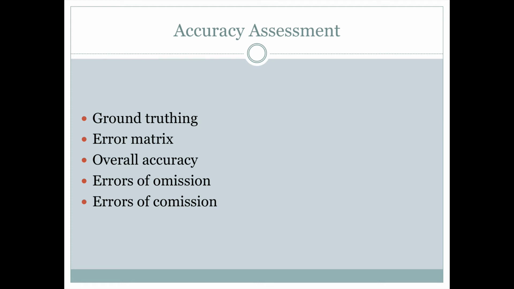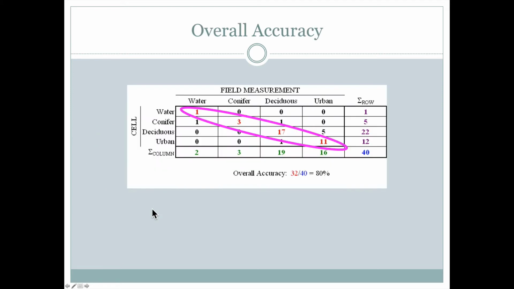So with accuracy assessment, once we've built our error matrix, we can talk about three different measures of accuracy. One is the overall accuracy of the survey. One is called the errors of omission, and the other are called the errors of commission. Let's start with the overall accuracy.